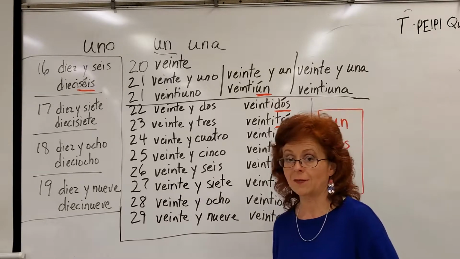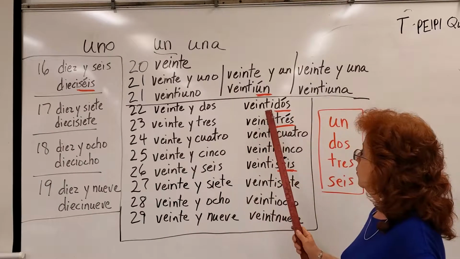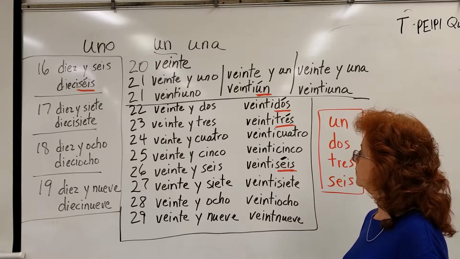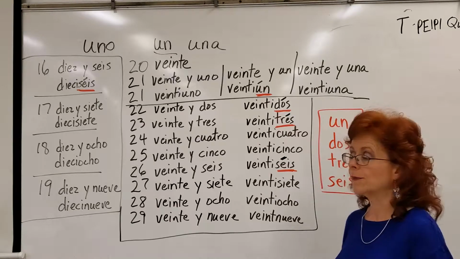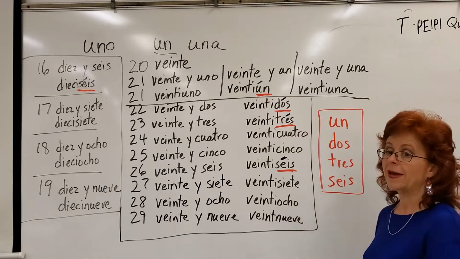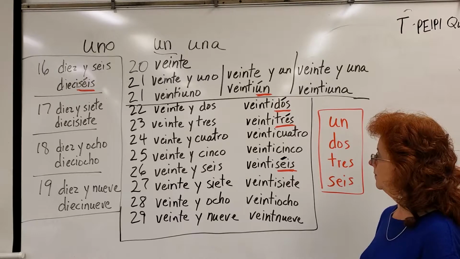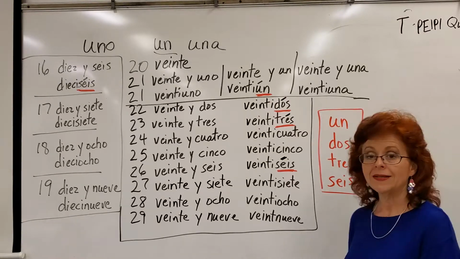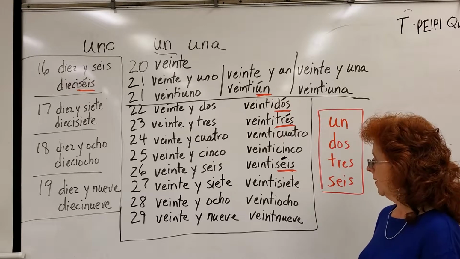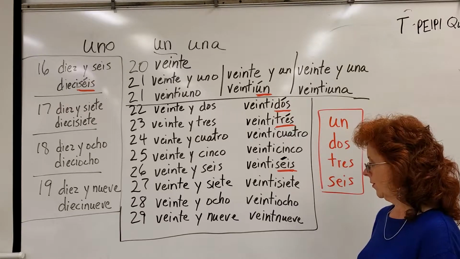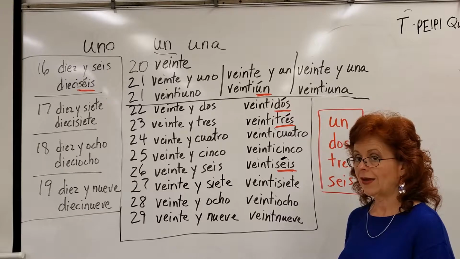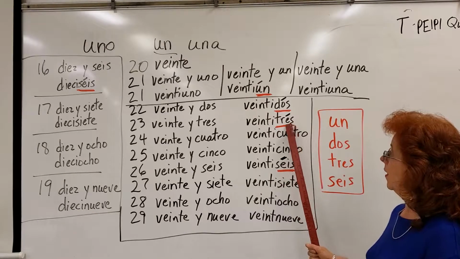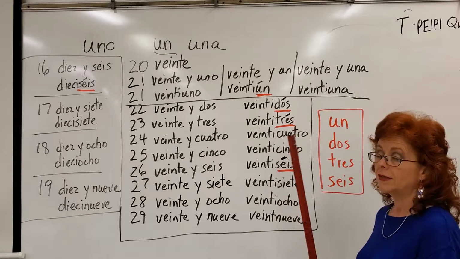22, 23, 24, 25, 26, 27, 28, 29. And the ones that I underlined are the ones that have that one syllable additional number.